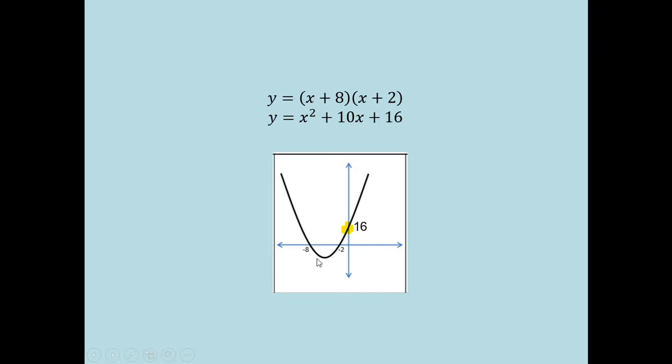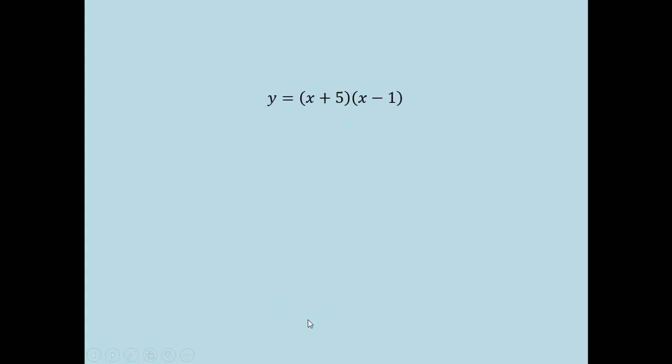I still need to find my vertex point. It's right in between -8 and -2. -8 plus -2 is -10, divided by 2, that's -5. And I could use that -5 value in the original quadratic to work out what y would be, or I can complete the square, and that's an easier way to find my vertex point. When this bracket is equal to 0, x is -5, and y is equal to -9. So that's the point (-5, -9).